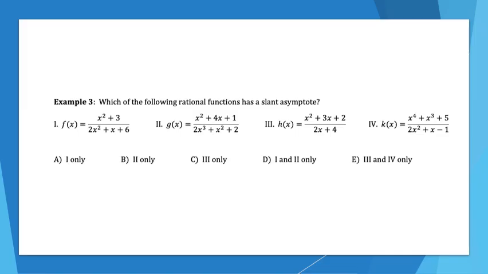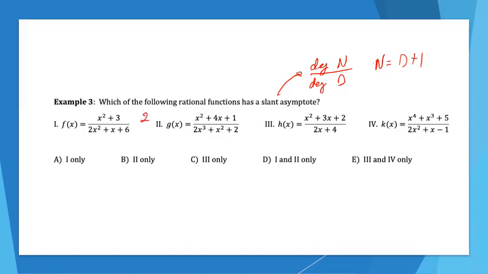Which of the following rational functions has a slant asymptote? So remember, these only come when the degree in the numerator is 1 more than the degree in the denominator. So where the degree of the numerator is equal to the degree in the denominator plus 1. So let's take a look here.